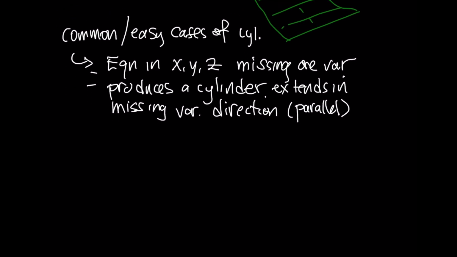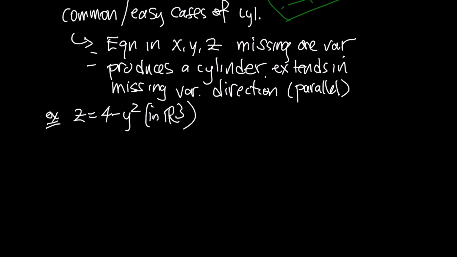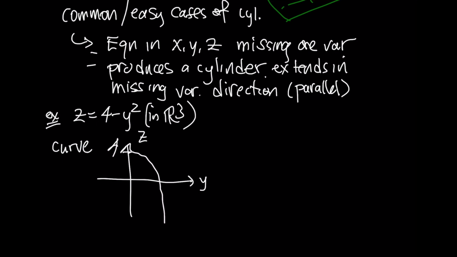So for example, if I give you the equation z = 4 minus y squared, and remember that we are now in R3, if I were to just think of this as a two-variable function, the curve that I'm going to be given here is z as a function of y. This ends up producing a parabola. It's an upside-down parabola, and you know that it intersects at 2 and negative 2.